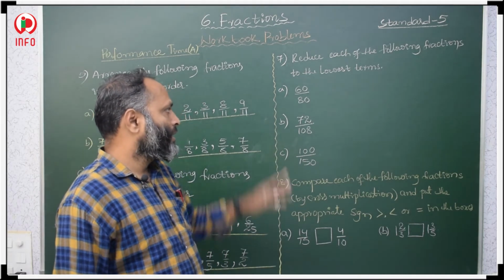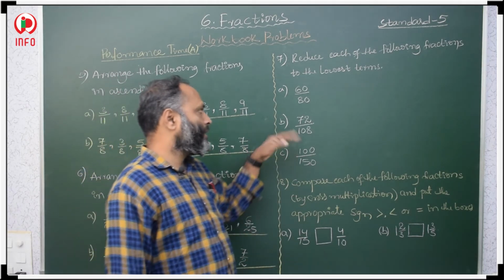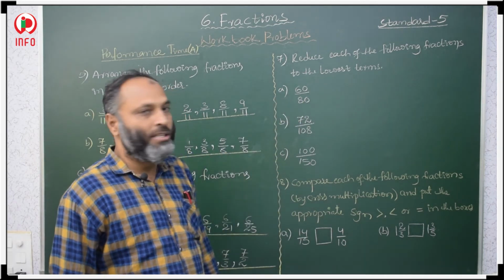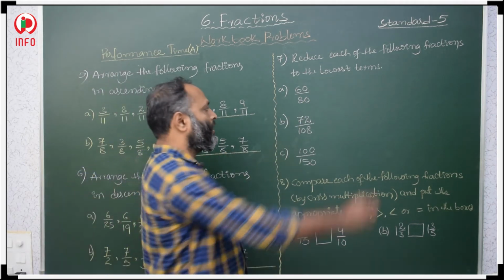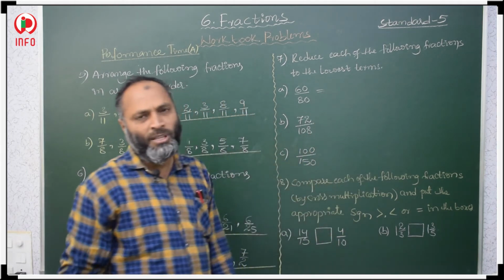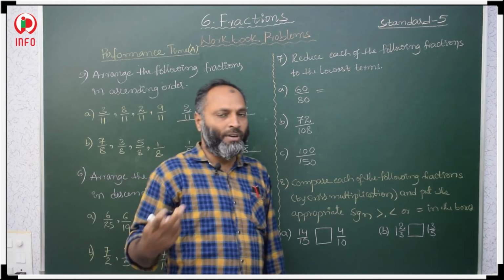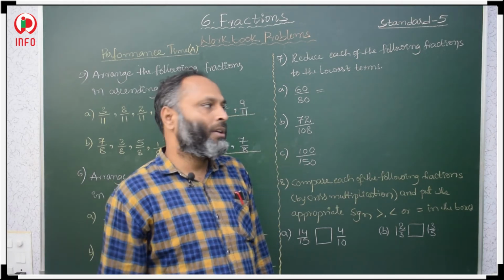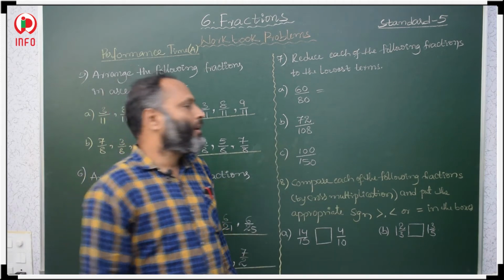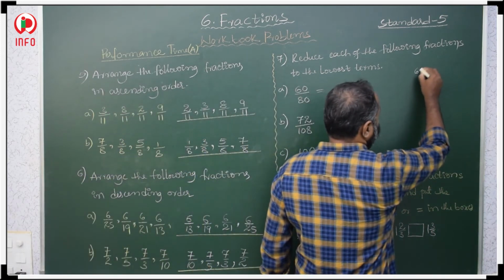Lowest terms. So, here we have to convert these given fractions to the lowest terms. Here also it is very easy. We have two methods, the factorization method, the prime factors method. Any one method you can apply. Here I am going to apply the prime factorization method. For 60, you have to find the prime factors.